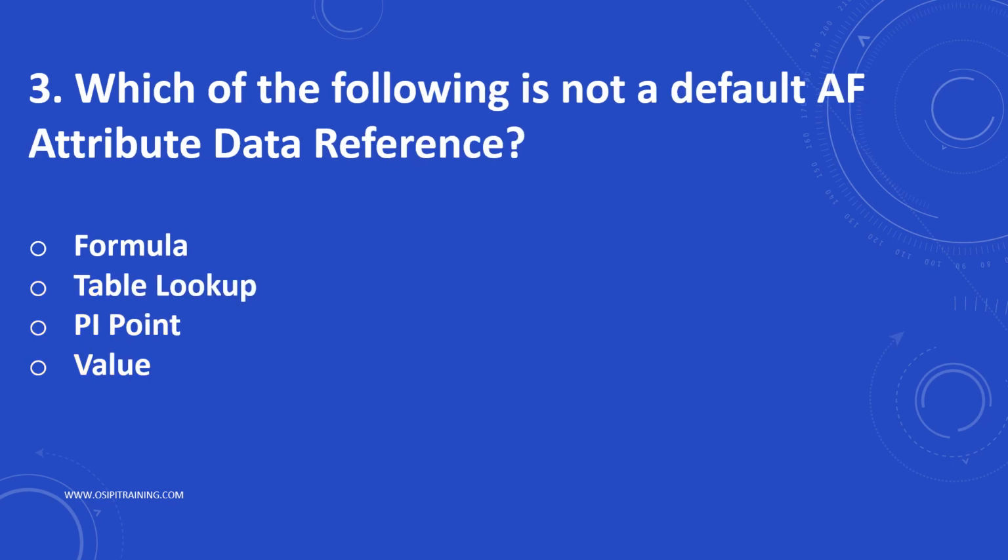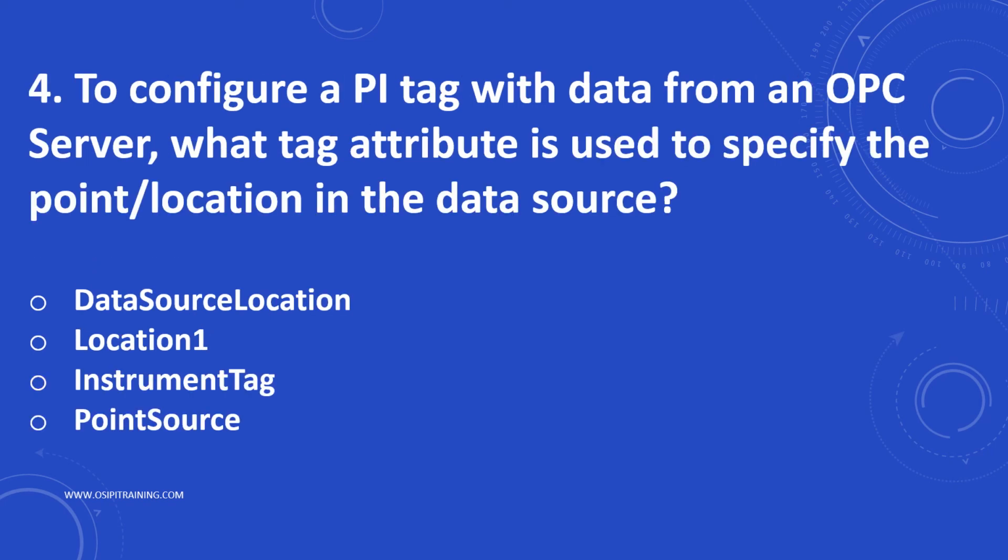Which of the following is not a default EF attribute data reference? Formula, table lookup, PI point, value. The answer would be value. To configure a PI tag with data from an OPC server, what tag attribute is used to specify the point or location in the data source? Data source location, location 1, instrument tag, point source. We would be using instrument tag to specify the point or location in the data source.